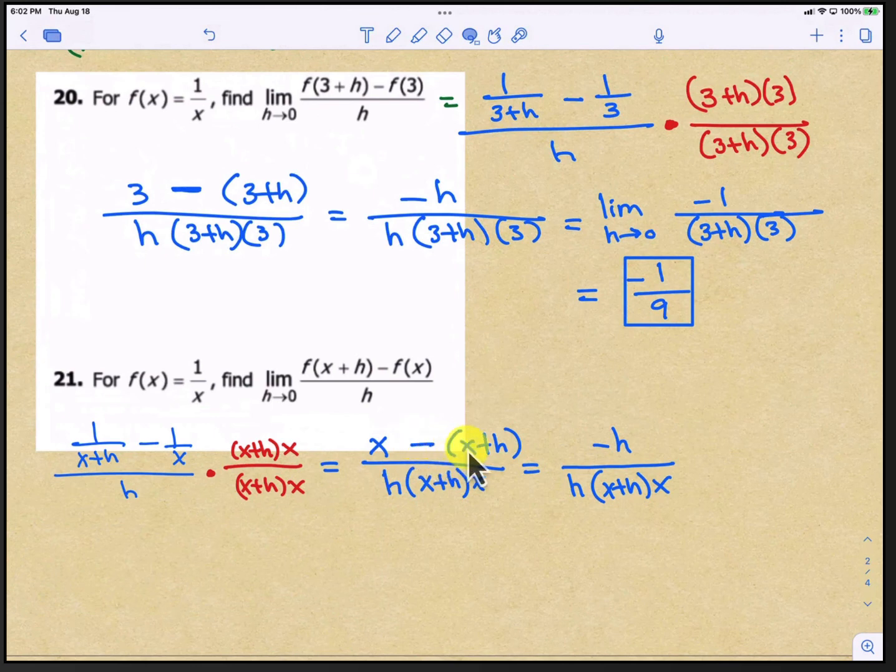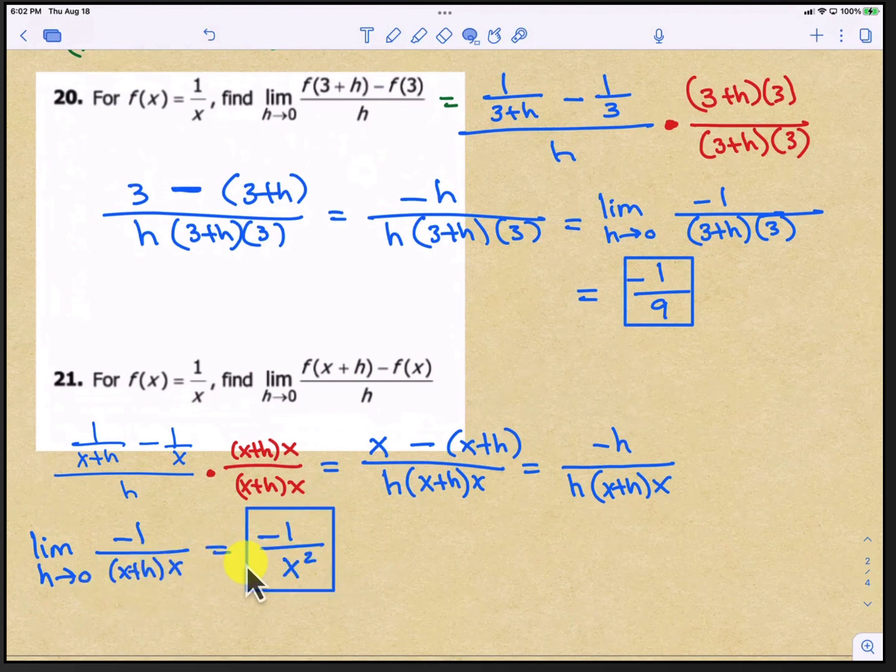X minus x cancels out, and then the h becomes negative on the top. The h on the top cancels with the h on the bottom, leaving us with negative 1 over x plus h times x. And then doing direct substitution, let h become 0, and we end up with negative 1 over x squared as our final limit.